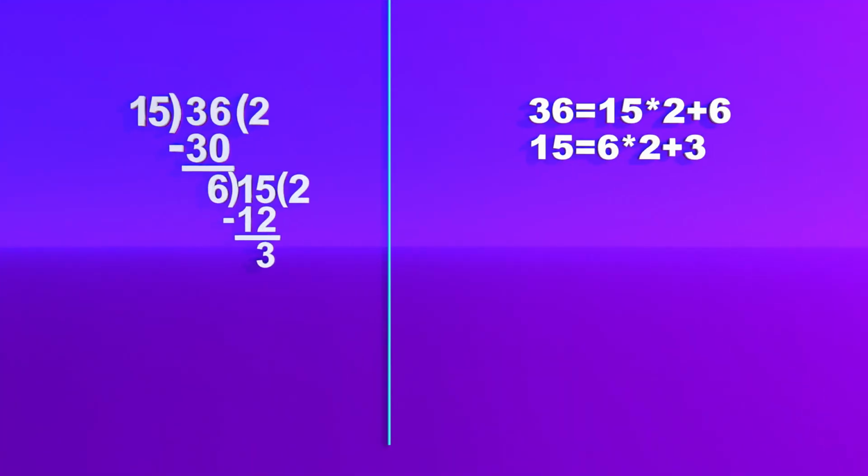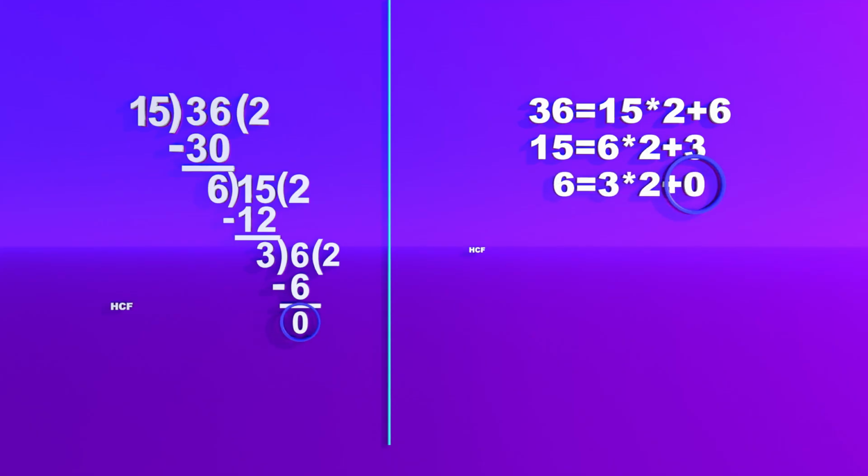Let's look at our division. Again we will repeat our division process. This time 6 will be divided by 3, and at this step we get remainder as 0. We can also write it as an equation. At this moment remainder is 0. So 3 is the HCF of 15 and 36. So here we found that HCF is 3.